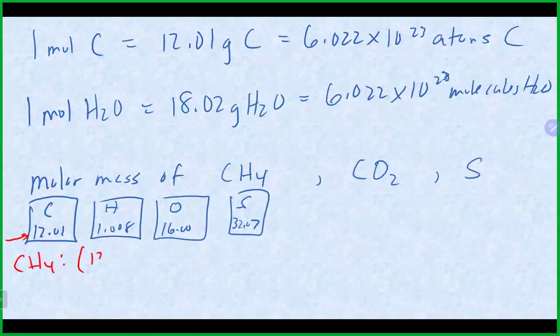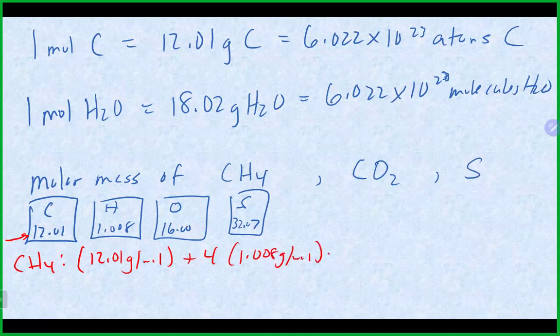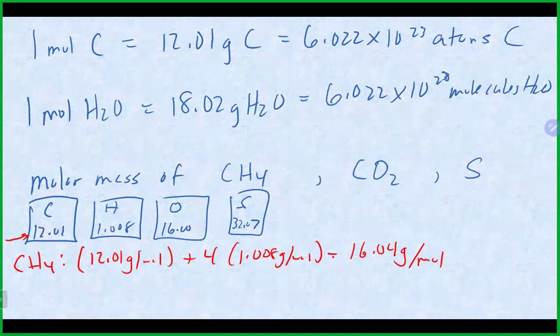So we got 1 carbon at 12.01. We got 4 hydrogens, each at 1.008. And that will give us a molar mass for our methane of 16.04. Once again, the units are grams per mole, and the number always stays with the grams part and is 1 mole. We could use it as a conversion factor as 16.04 grams over 1 mole, or 1 mole on top over 16.04 grams. Question on that one there?